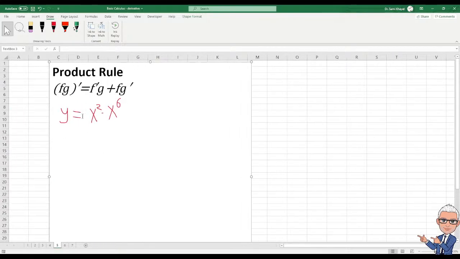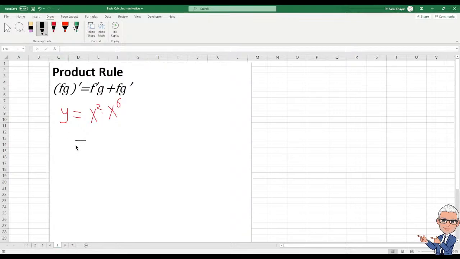Okay, this is the rule. The rule says you take the derivative of the first one, multiply it by the second one, plus the second one times the derivative of the first one. Or the first one times the derivative of the second one. The same meaning. You can put this one before this one. Meaning you get the derivative of this one times this one plus derivative of this one times this one. Now let's solve it.